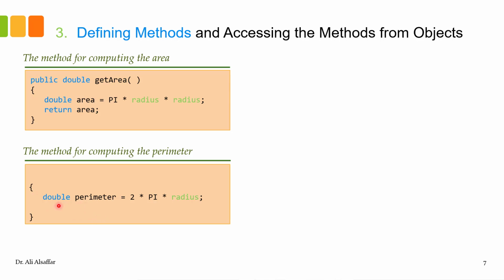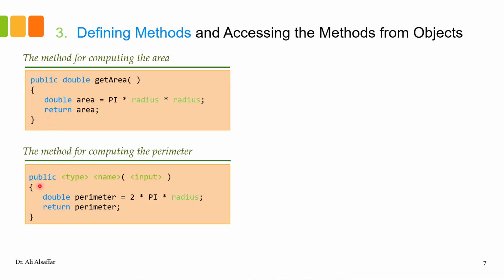Since we have a line of calculation, most probably it returns a value, and the return value is the result of the calculation, which is saved into parameter. So we write return parameter. So notice parameter is defined as double, so the return value should be a double data type.